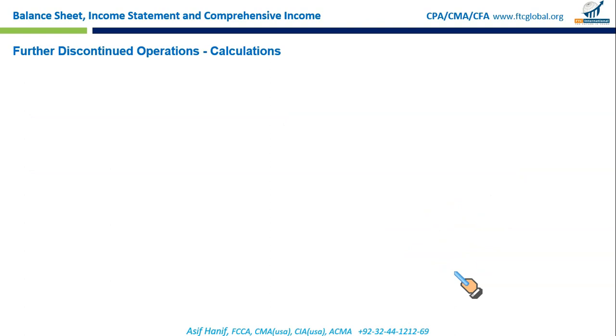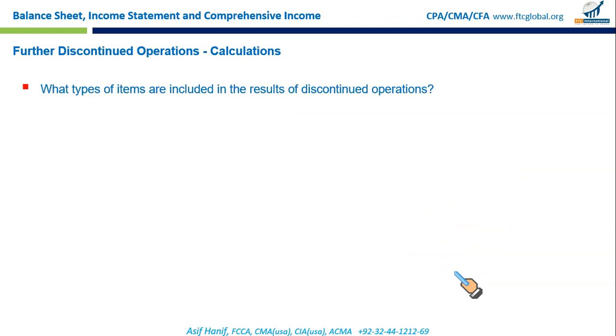Further on discontinued operations, some computations. What types of items are included in the results of discontinued operation? Well, the results include operations of the component, any gain or loss on disposal of that component, or impairment losses with any subsequent changes in the fair value. We'll discuss as we proceed.